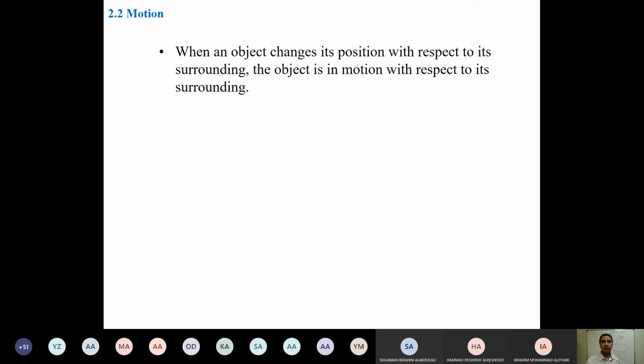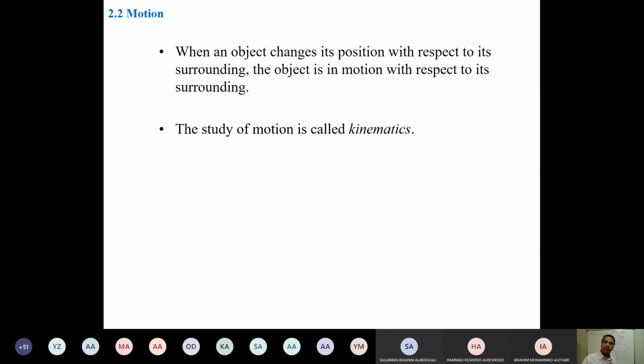So you and your computer are at rest with respect to each other. But if you started to move, walk away, then with respect to the computer, you are moving. Okay, so that's the language we will be using. We will be putting a reference to that. So the kind of motion we will be discussing here is kinematics.